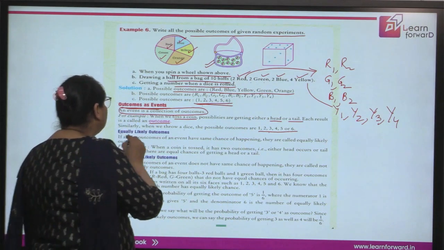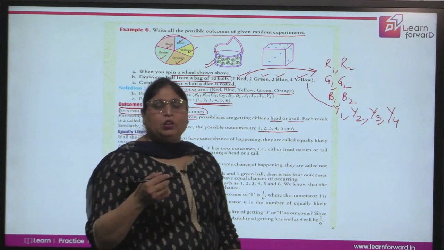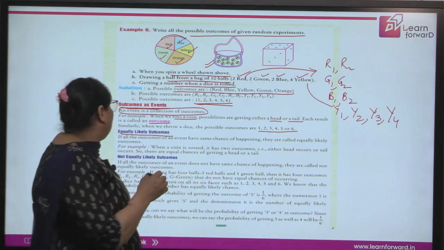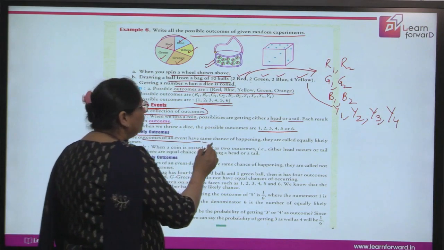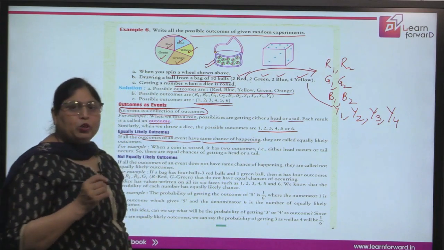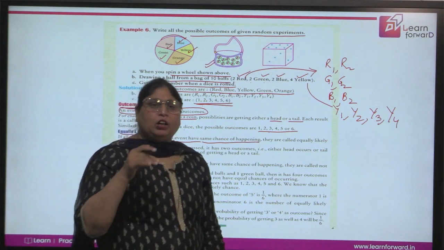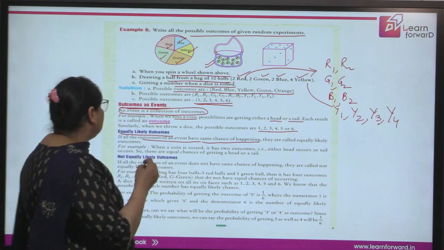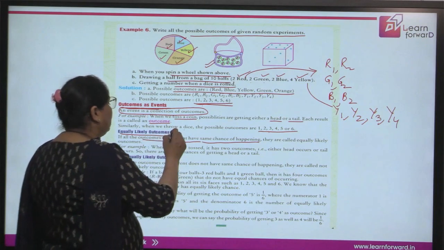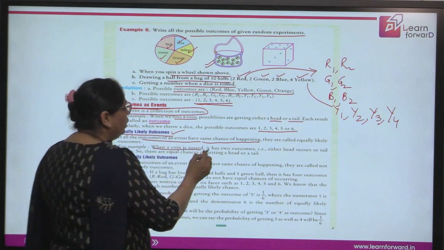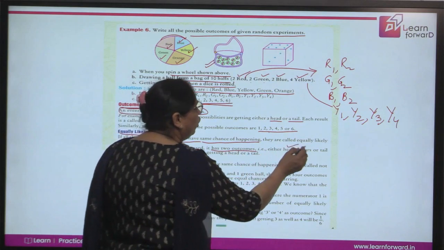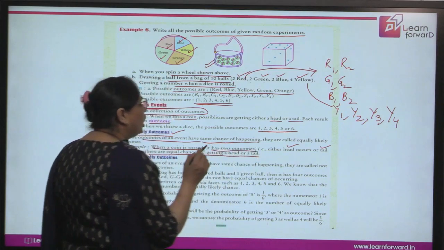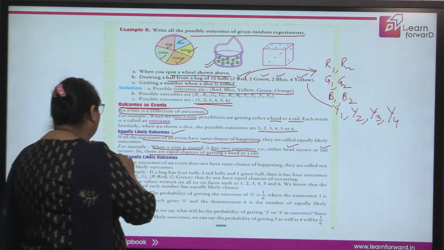Equally likely outcomes. What are equally likely outcomes? When the chances of getting each outcome are equal, all the outcomes of an event have the same chance of happening. When we toss a coin, a head comes or a tail comes. There are only 2 possible outcomes, so this is a case of equally likely outcomes. It is either a head or a tail, so there is an equally likely chance of getting a head or a tail.